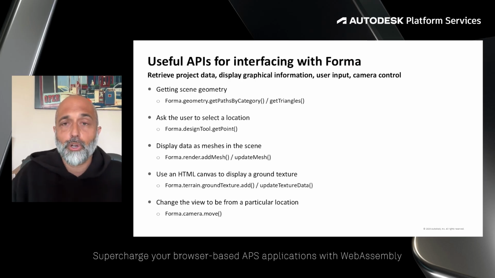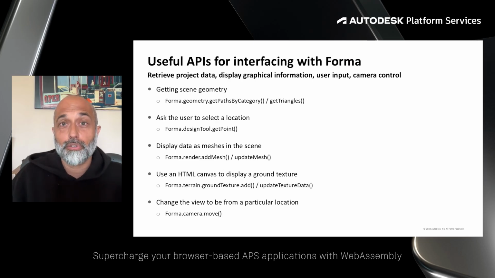In order to get geometry from the scene, in order to get the mesh information or otherwise the road information, etc., you can use get paths by category. And then if it's a mesh, you can use get triangles to get the underlying triangle representation of that mesh. You can ask a user to select a point on the canvas. This is via the get point function.